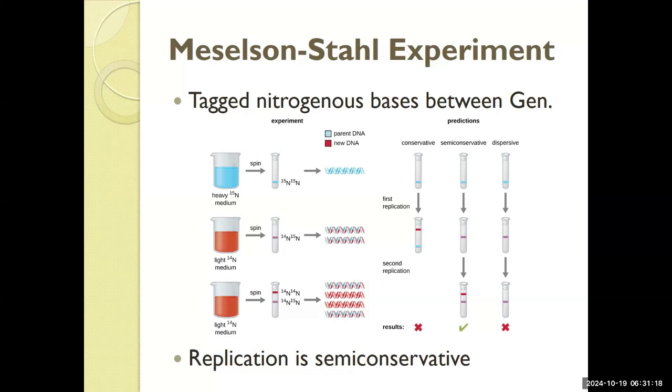What they found was that in the first generation, there was a blue strand, indicating that the parent DNA had been made correctly. After the first replication, it was a purple strand. And in the third replication, they had purple and red, suggesting that the second copy was a mix of blue and red. And after that, all subsequent copies contained only the new red nucleotide.